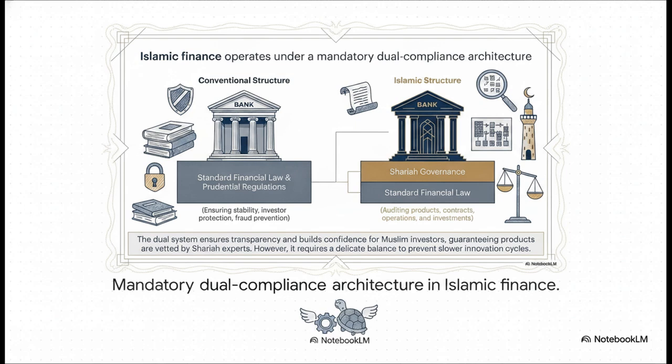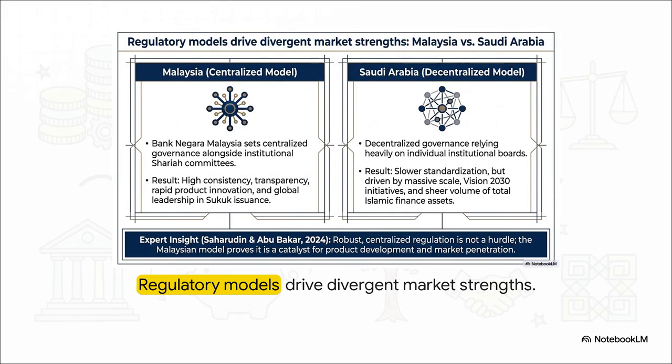Every single product, contract, and operation has to be independently audited by Sharia experts. Now, this builds incredible transparency for investors, for sure, but it also creates a bit of a bottleneck, as this double layer of approval can sometimes slow down innovation cycles. But even within this dual compliance world, the regulatory models aren't identical, and they drive divergent market strengths.